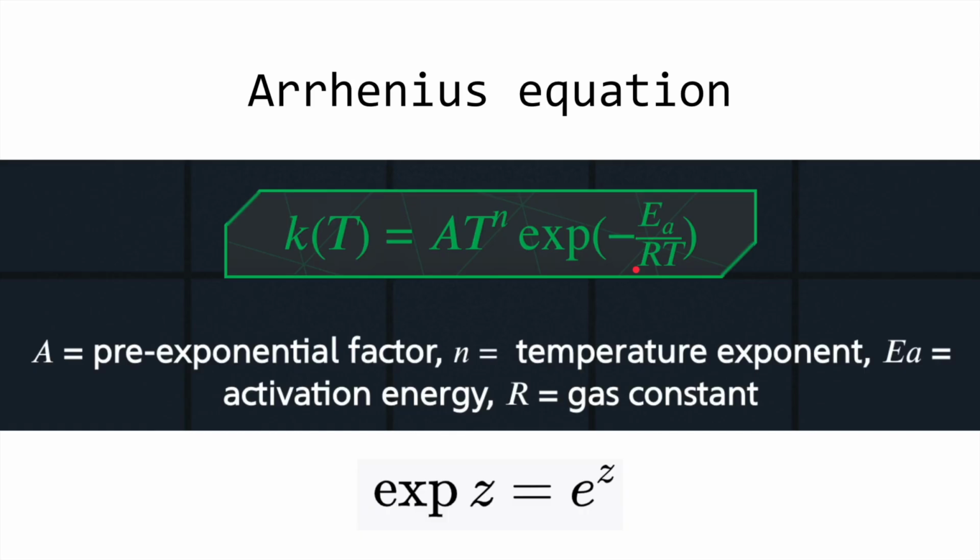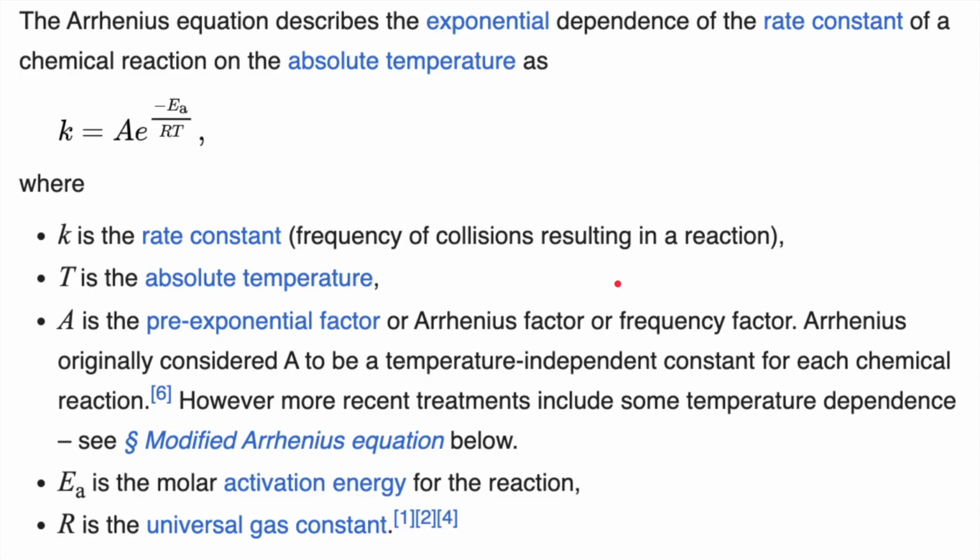So the Arrhenius equation can be written like this. k is the reaction rate, A is the pre-exponential factor, Ea is the reaction activation energy, R is the universal gas constant, and T is the absolute temperature measured in kelvins.